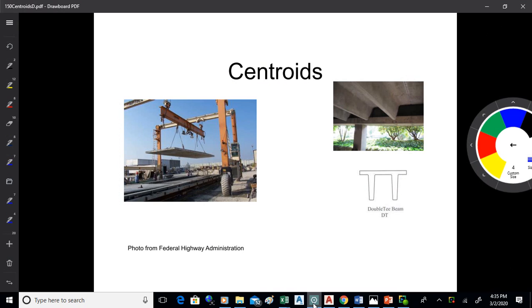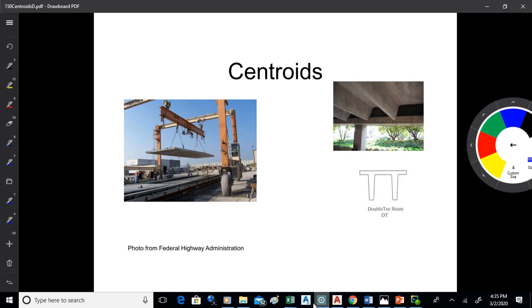All right, so centroids are called a shape property. We use these in different applications. We use them when we design beams. We also use them when we pick stuff up, like picking up that slab there. You've got to know where the centroid is to get that thing to balance. Okay.